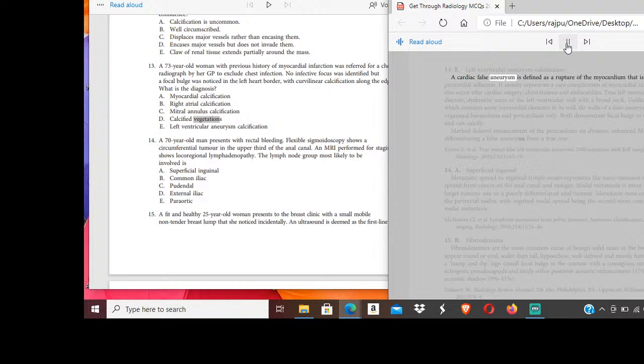A cardiac false aneurysm is defined as a rupture of the myocardium that is contained by pericardial adhesion. It usually represents a rare complication of myocardial infarction, but it may also occur after cardiac surgery, chest trauma, and endocarditis. True left ventricular aneurysms are discrete, dyskinetic areas of the left ventricular wall with a broad neck. Unlike a true aneurysm, which contains some myocardial elements in its wall, false aneurysms are composed of organized hematoma and pericardium only. Both demonstrate focal bulge to the cardiac contour and can calcify. Marked delayed enhancement of the pericardium on dynamic enhanced MRI may help in differentiating a false aneurysm from a true one.